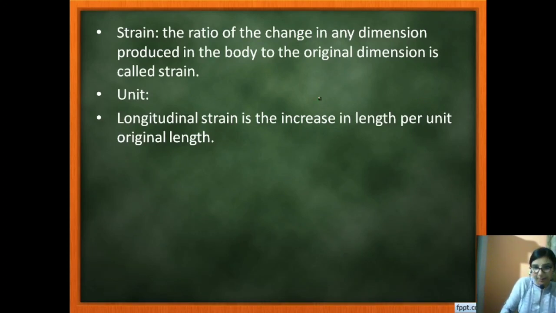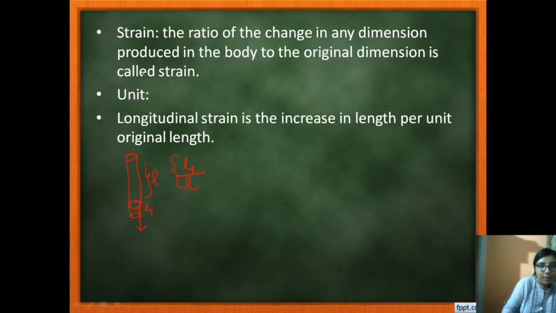Here again, let's go back to the previous example. When we apply the deforming force on the object, in this case the length is increasing, by L1. Its original length was L. So if we divide this elongation, that means the change in length, by the original length, this ratio is called strain.